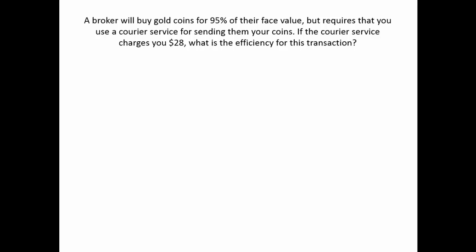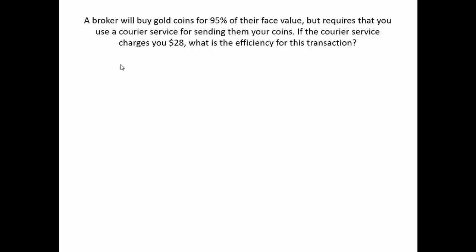So in this second example, it's essentially a more complicated version of our first example. Instead of going to a jewelry store, we are purchasing gold coin through a broker, and he charges 5% of the face value, and this transaction occurred through postal services, and the courier service charge is $28.